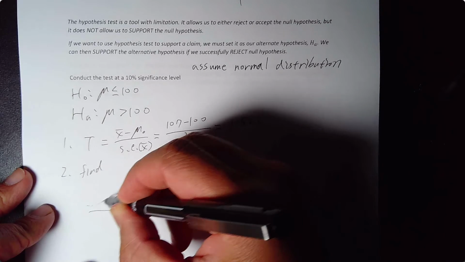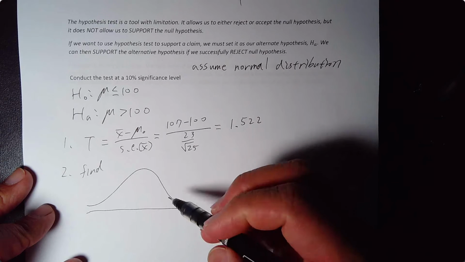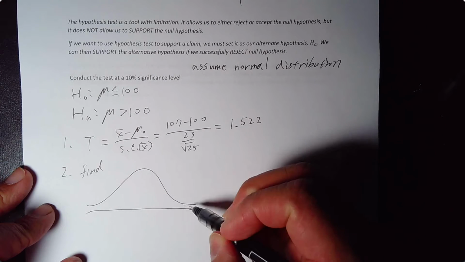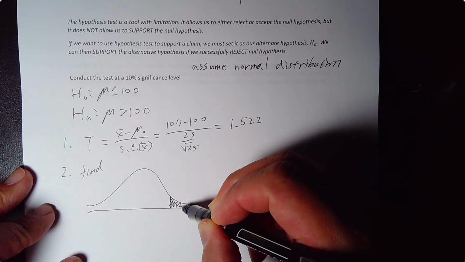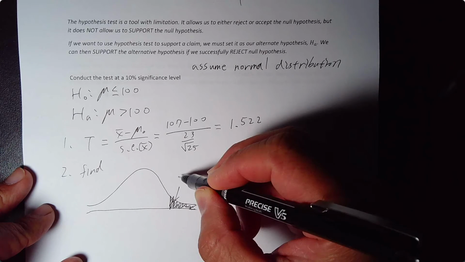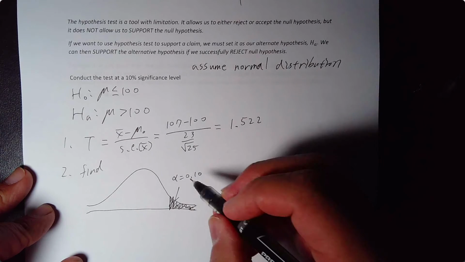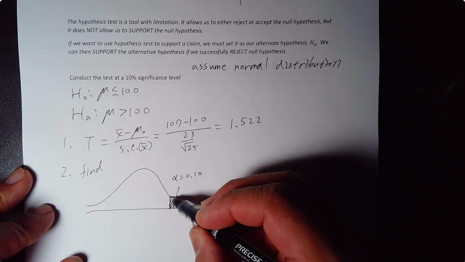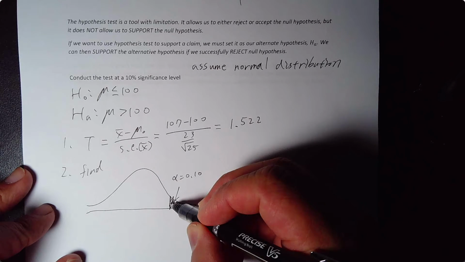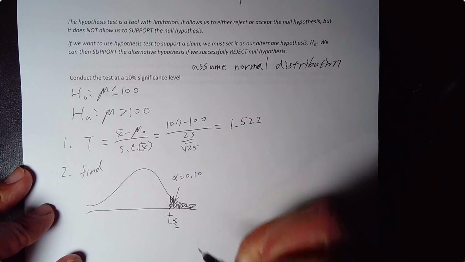Always go ahead and sketch. That way you won't make a mistake on which side your critical value goes. Here, my null hypothesis is a less than or equal to, so I will only reject if I get a really large number. Therefore, my critical value is over here. It is a one-tailed test, so my alpha of 0.10 goes all over here. Now, we have to decide which one do I use. Do I use the z distribution or the t distribution? Since I do not have sigma, and I'm using the sample standard deviation to approximate, I'm going to need to use the t distribution.